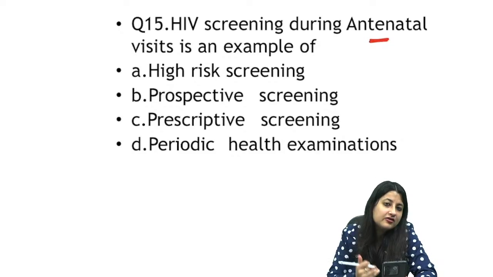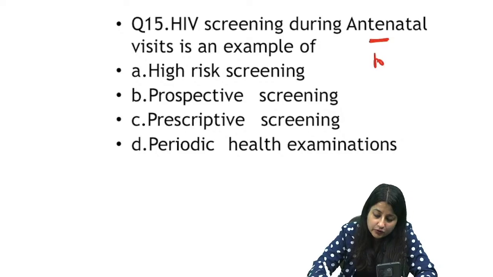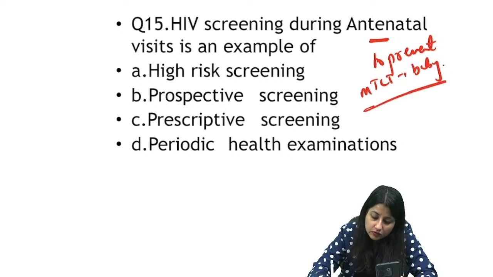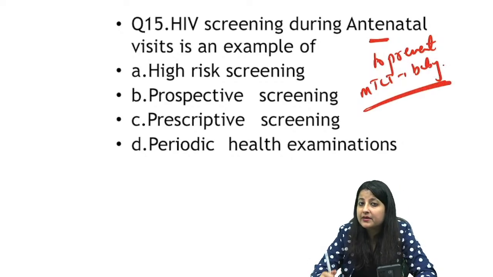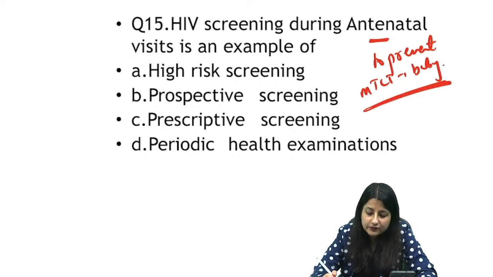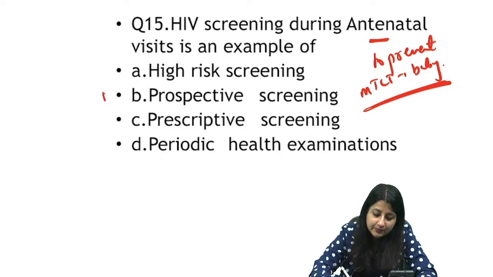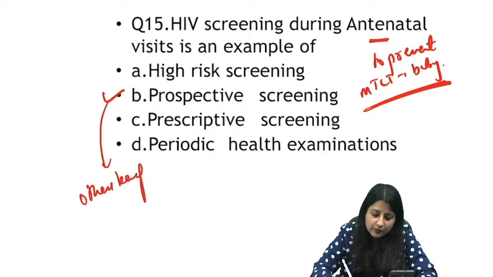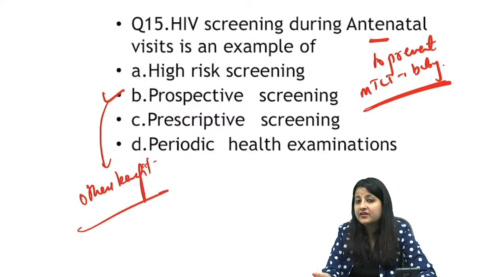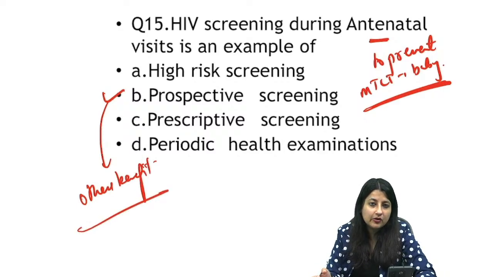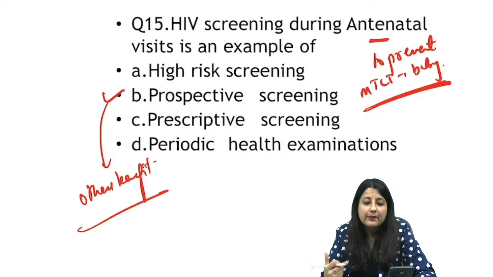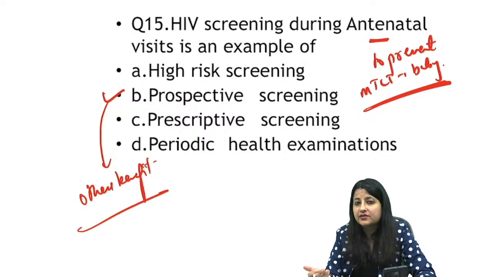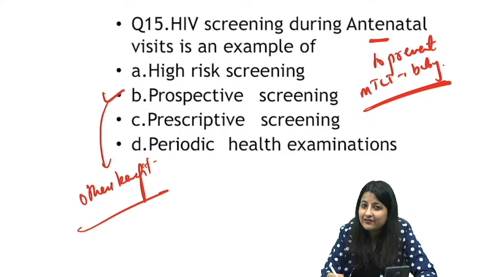Now, if you screen women who are pregnant for HIV, why? So that HIV doesn't go to the baby. So to prevent mother to child transmission, MTCT, to the baby. All right. So it is for the benefit of the baby because the mother is a risk factor. So it is which type of screening, everybody? It is a prospective screening. This is done for others' benefit. When you do a screening for one's own benefit, like screening for neonatal hypothyroidism, that's prescriptive screening. Pap smear, that's prescriptive screening. Prospective screening is done for others' benefit.